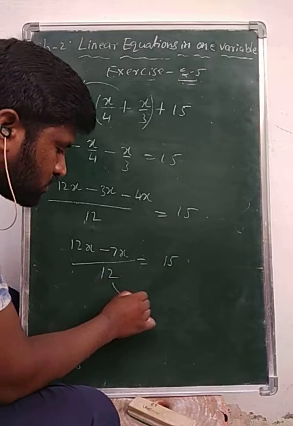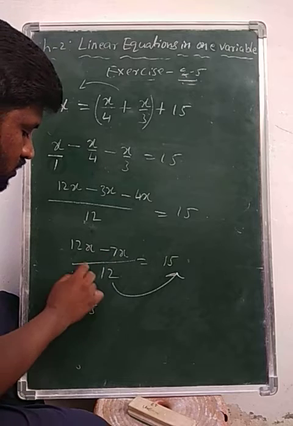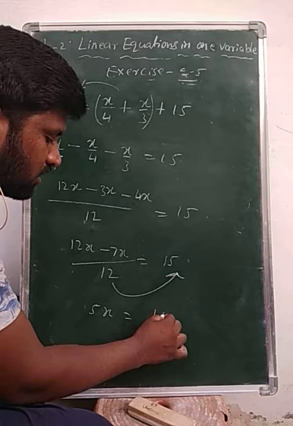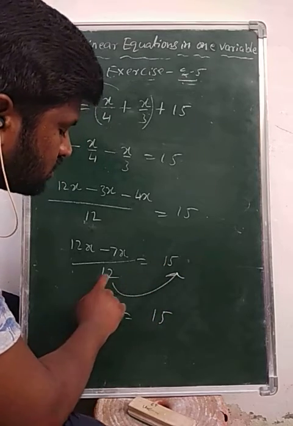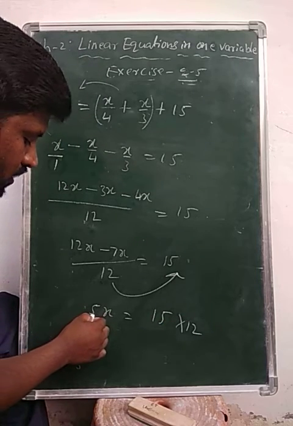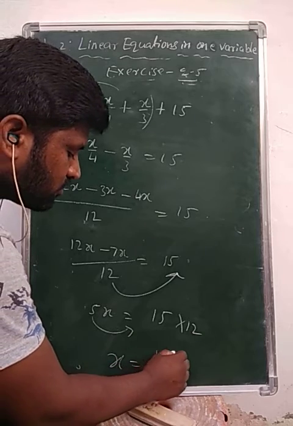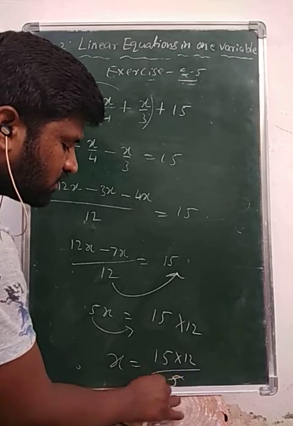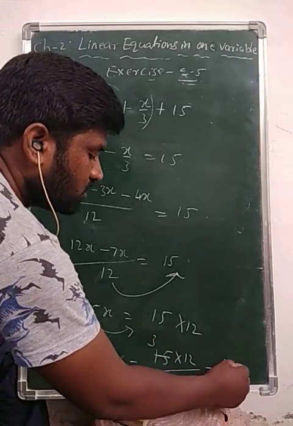So 12 is transposed to RHS side. So here 12 minus 7 means we get 5x is equals to 15 into 12. When 12 is transferred to RHS side, division quantities become multiplication quantities. So then again 5 also transposes to RHS side. x is equals to 15 into 12 by 5. 5 ones are 5, 5 threes are 15. So that is 3 into 12, 36.